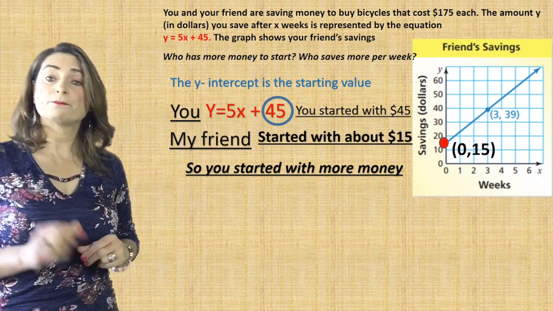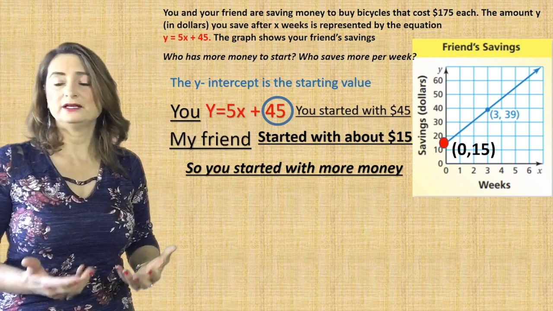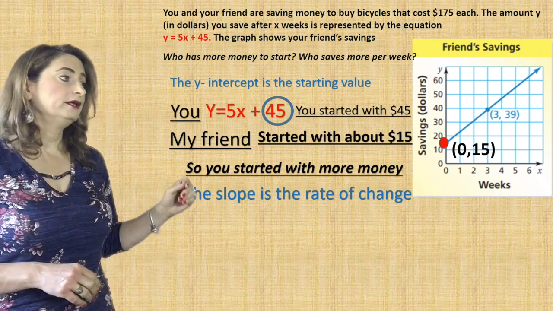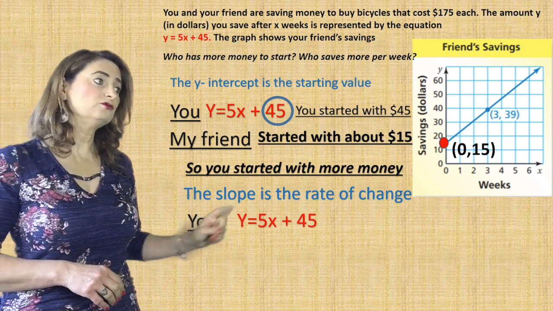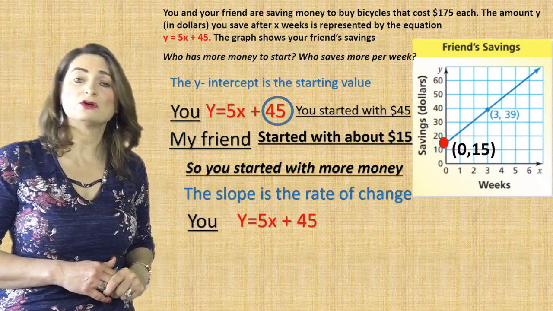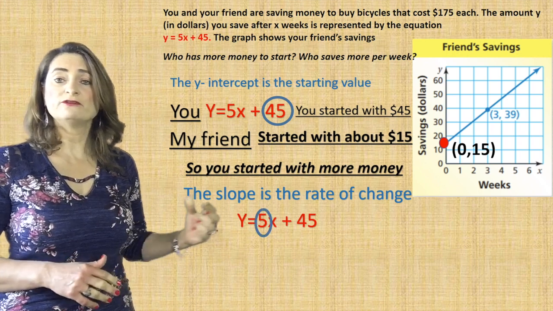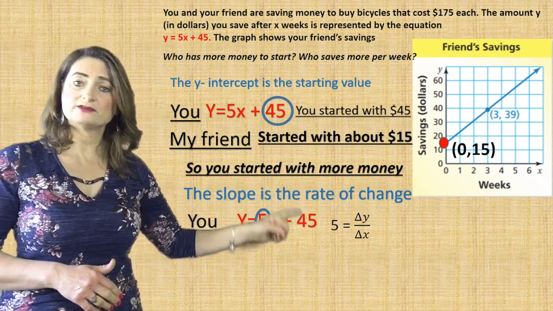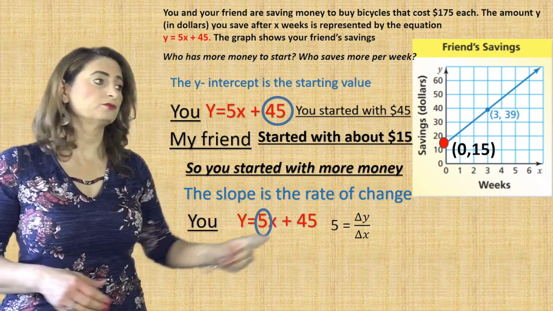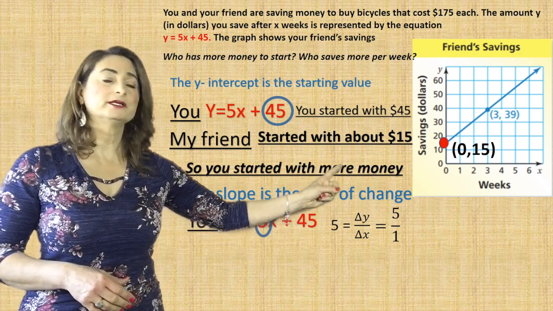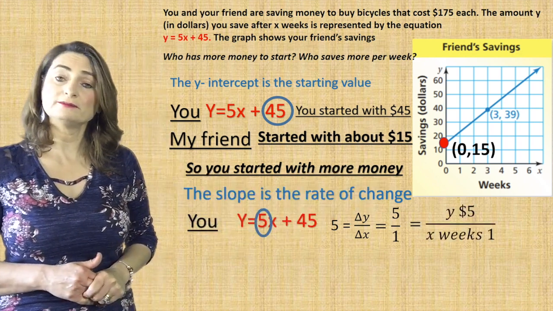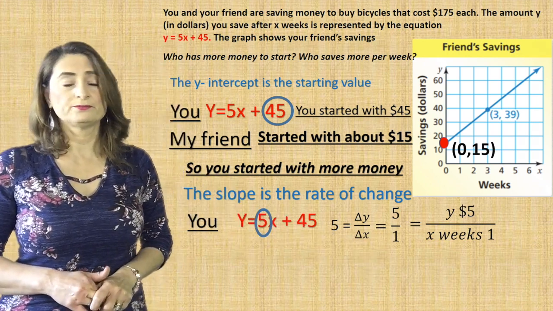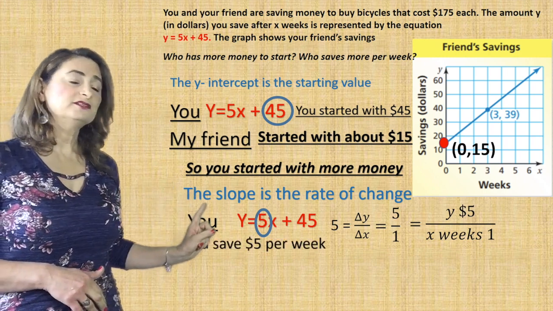Now, who saves more per week? The word per means a rate of change, and the slope shows the rate of change. So now we're using the slope to compare. You are represented by the equation y equals 5x plus 45. The slope is always the number attached to the variable x, so 5 is the slope. Since the slope is a rate between two things, the change in y divided by the change in x, make it a fraction. So put 5 over 1. The numerator is y, the dollar amount, so that's $5, and x is the denominator, the number of weeks, 1. Which means you saved $5 per week.